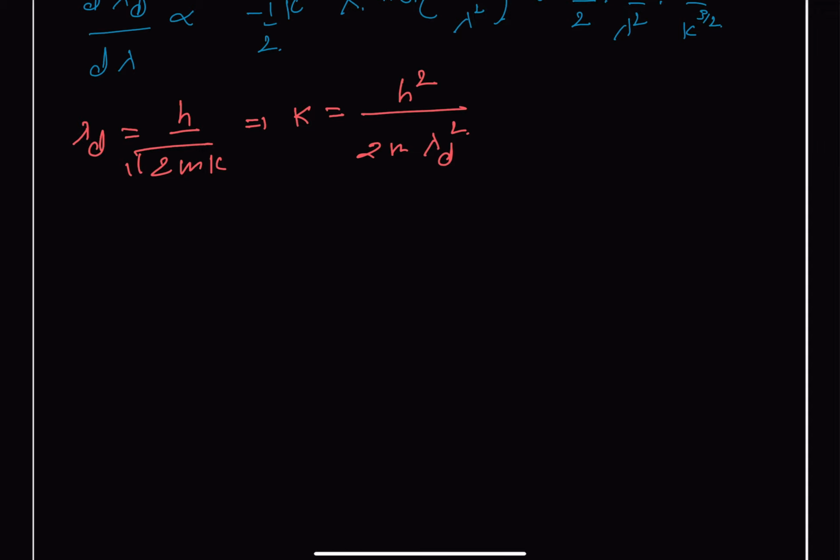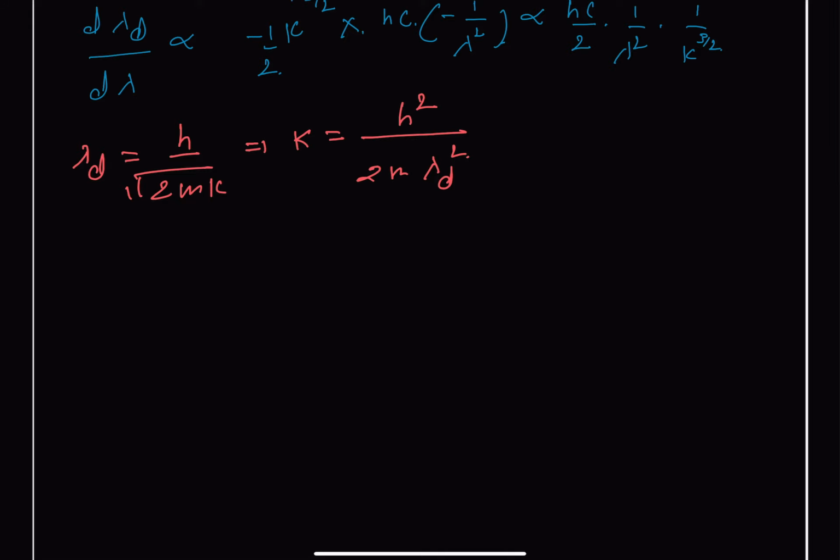and this gives us that our derivative is proportional to hc upon 2, and this is our 1 upon lambda square, and we are going to get this as h square upon 2m lambda d square, and whole raised power 3 by 2.